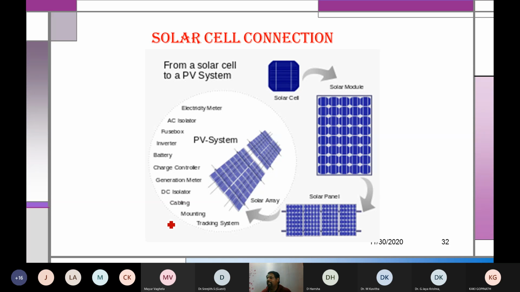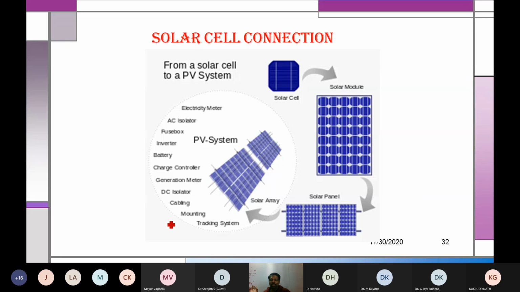The thing is that a single cell can give from 0.5 to 0.6 volt. That's all. A solar cell can give just 0.5 to 0.6 volt. But this is not enough for any application, right? It's very, very rare to find an application with 0.5 to 0.6 volt. We'll be having applications with 20 volt, 30 volt, 300 volt, 400 volt like this, right?